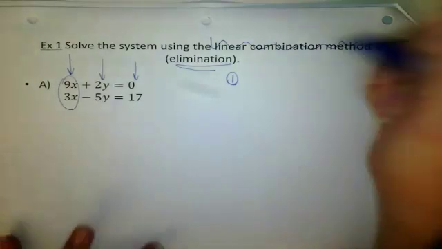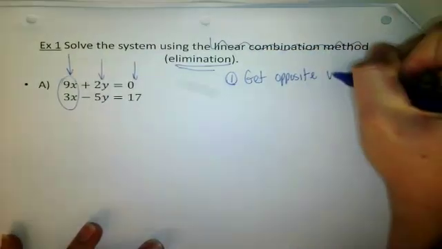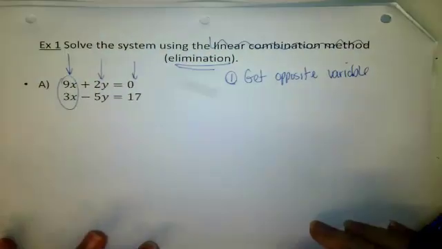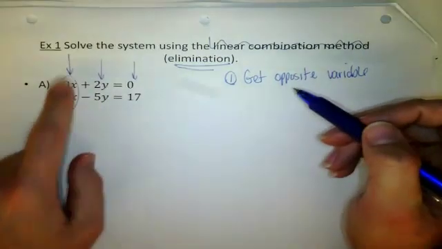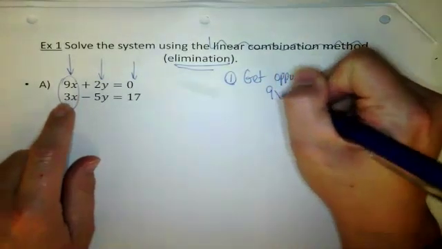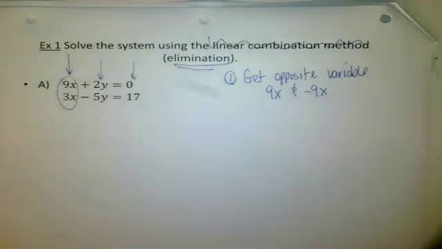So the first thing we want to do is get opposite variables. Meaning we said, let's look at the X column, and we want to make the numbers in front opposites. What are opposites? What's the opposite of positive 5? Negative 5. Oh, you know that. So in this case, we want our X's to be opposites. I want to get a 9X and a negative 9X. I want them to be opposites.